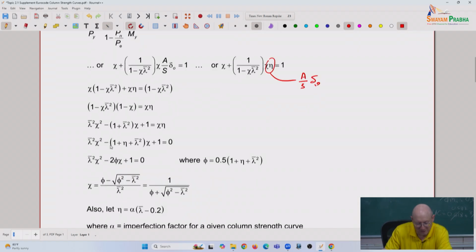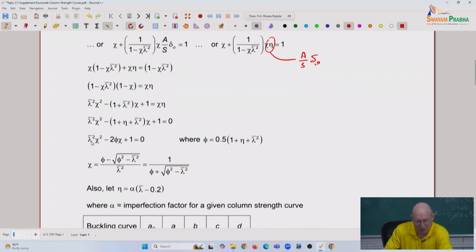We've got an expression here, 1 plus eta plus lambda bar squared. We're going to replace that by 2 times phi, where phi is the term over here that I expect you're probably familiar with. And then we simply have a quadratic equation here to solve for chi.